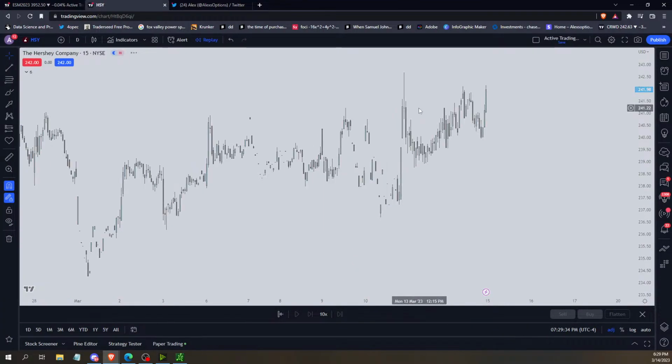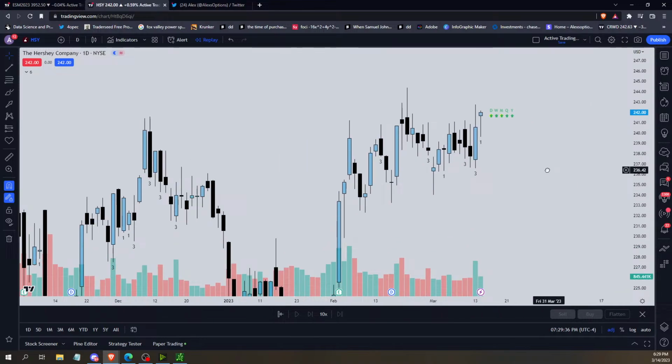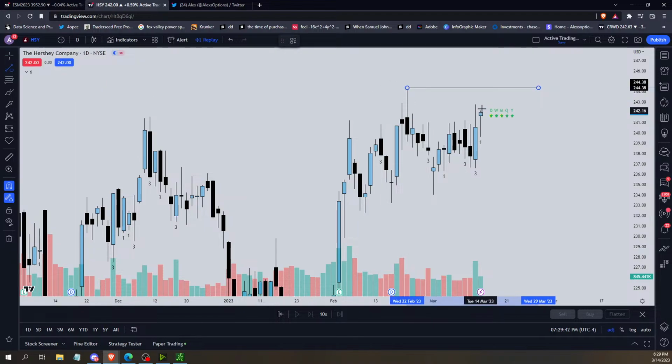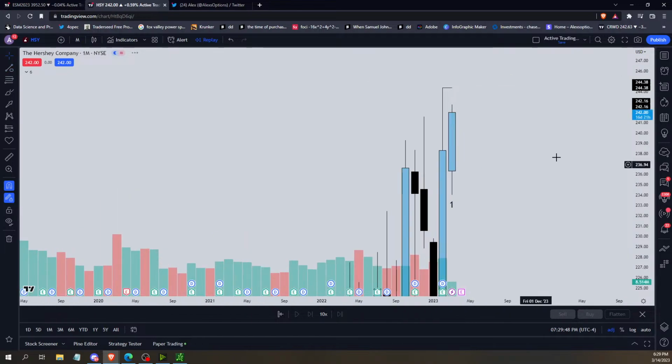Hershey's. 3-1 hammer, full time frame continuity. Beautiful target sitting above. 244. It's really just going to depend on the options for this one and what that hard time frame is starting to look like.